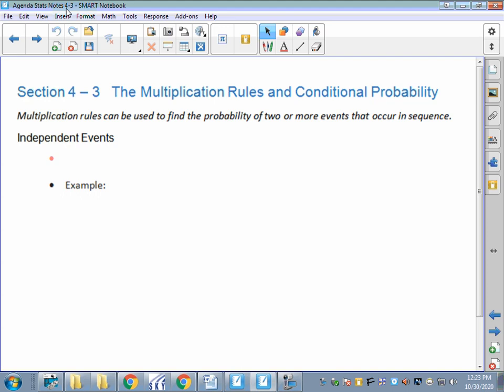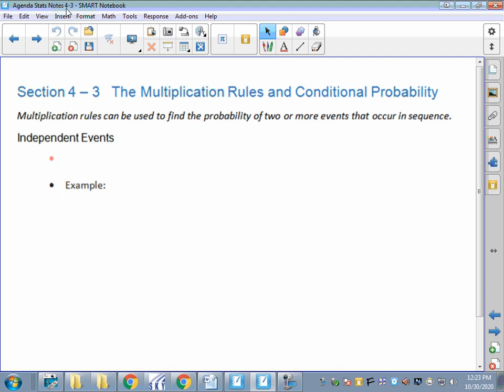So we are in the midst of probability. Section 4.2 was about the addition rules, right? We talked about mutually exclusive things or not mutually. Section 4.3 is multiplication rules and conditional probability.